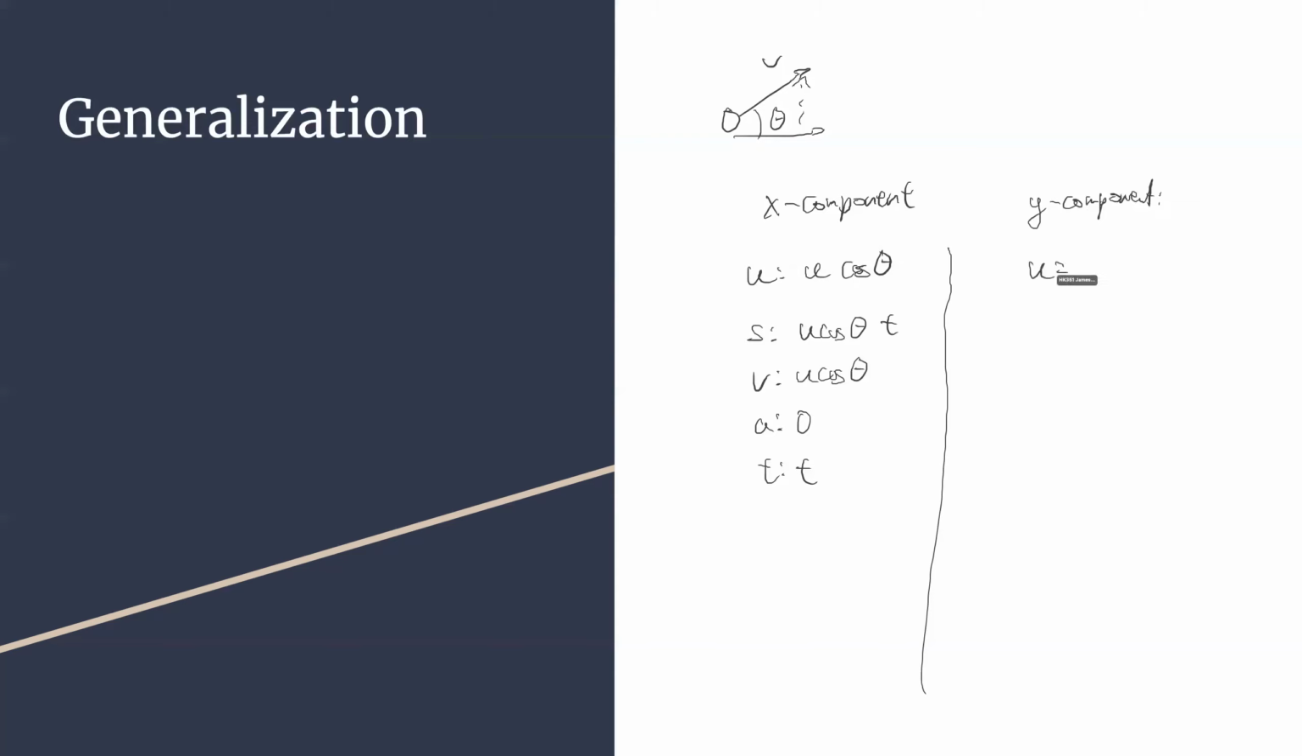For the y component, u is u sine theta. A is, in most cases, negative g because it's downward acceleration, but it really depends on the scenario. S is, we'll talk about that later. A is, yeah, we talked about a. T is always the same for both, because time is scalar, and the time for the ball is always the same regardless of what component we're talking about. And v is u sine theta minus gt. And for s, you can just list out some equations.